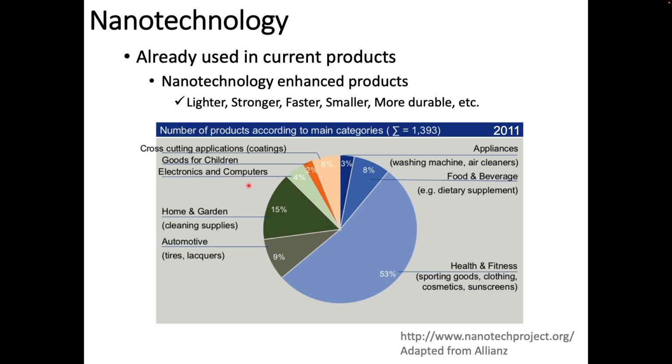This one is now making huge impact, including AI, right? How are we driving AI? Those are all thanks to very high computing power and speed, right? And then goods for children and appliances, including a washing machine and air cleaners, and also nanotechnology is used in food and beverage, okay? So for example, a dietary supplement, okay? Or healthcare, that one is also the vaccine and stuff like that.